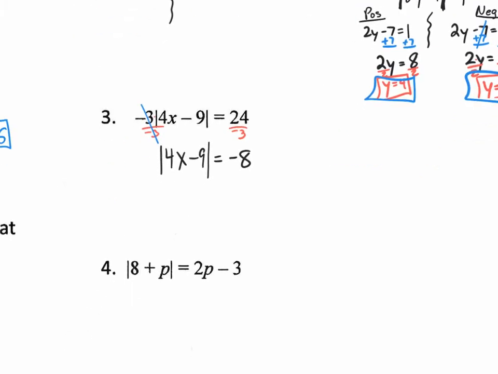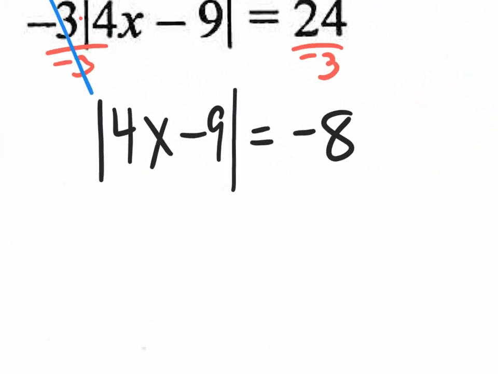There's no way that you could do the absolute value of something and get a negative answer. So since down here we isolated it, we have the absolute value all by itself, you can't do the absolute value of something to give you the answer negative 8. It just can't happen. So right off the bat, you're done. That means no solution. You could write out the words no solution, or you could put that 0 with the line through it.